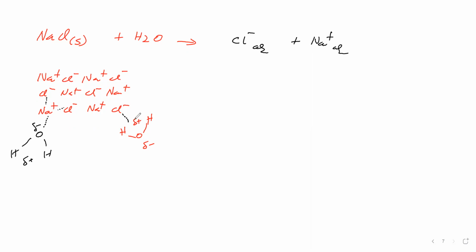Here Cl minus goes to solution after breaking the attraction from the neighbors of Na plus. So Cl minus breaks this attraction and goes to solution. To break this attraction, how much energy is required? That is called lattice enthalpy.